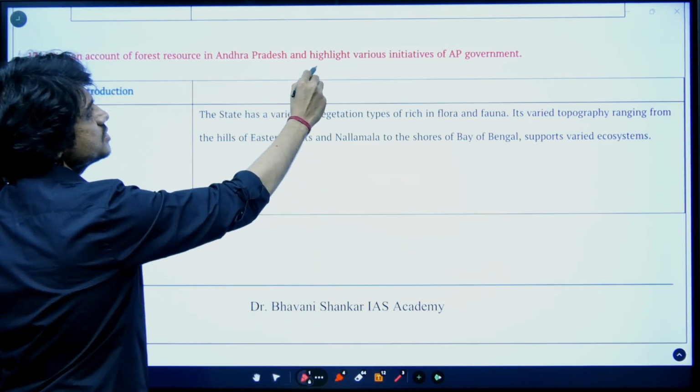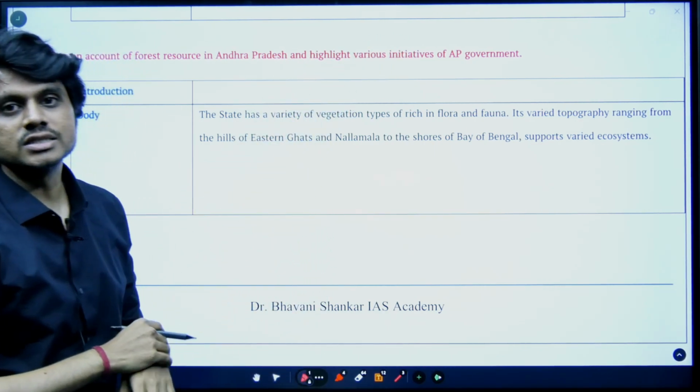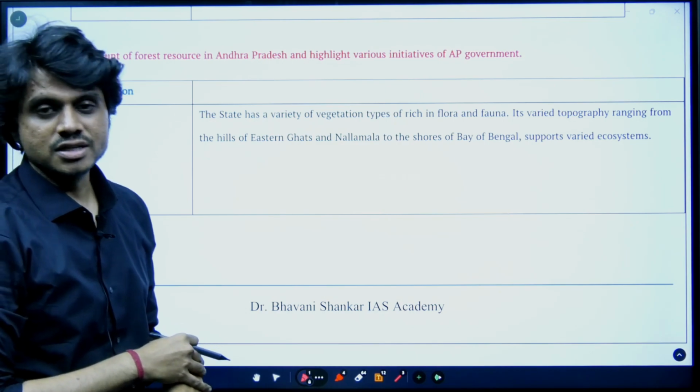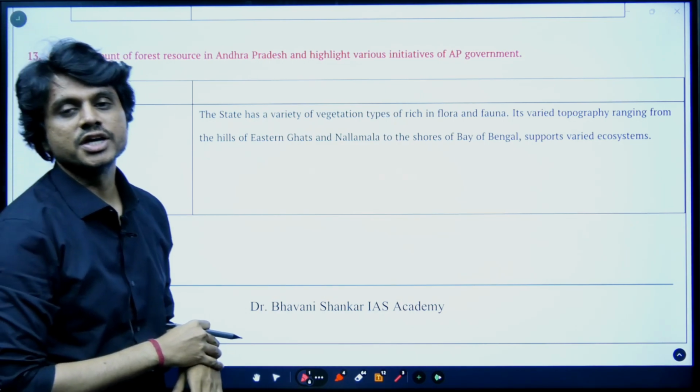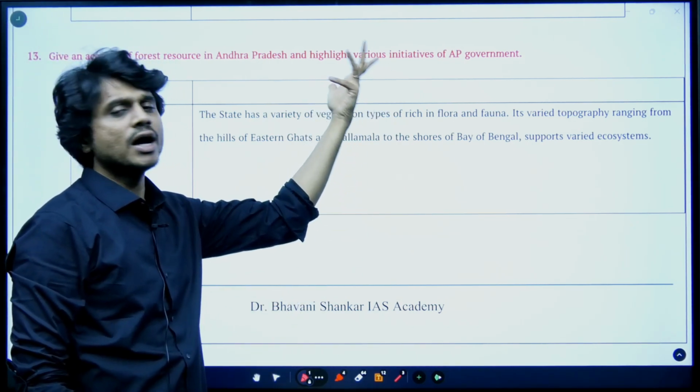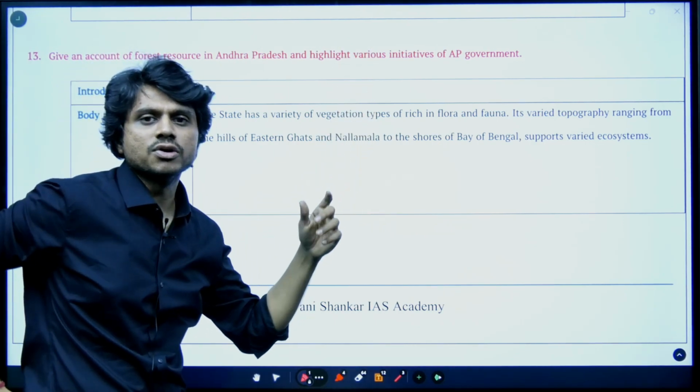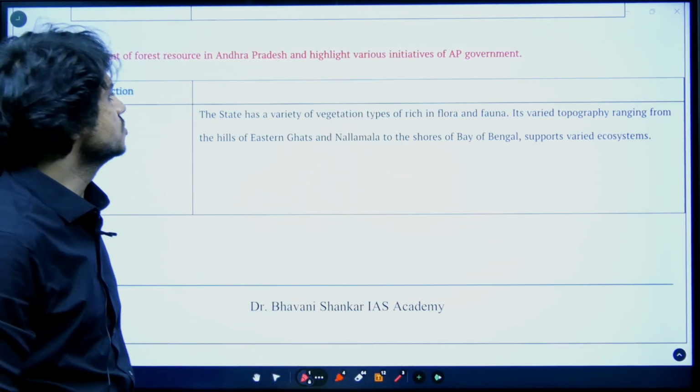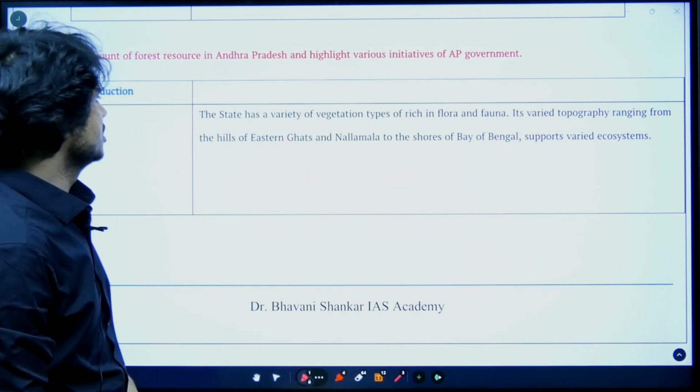Here it is asking just to highlight various initiatives. It is not asking you to analyze, discuss, or critically evaluate the initiatives taken by the government. It is simply asking you to highlight. You have to just list down the major initiatives taken by the Andhra Pradesh government.